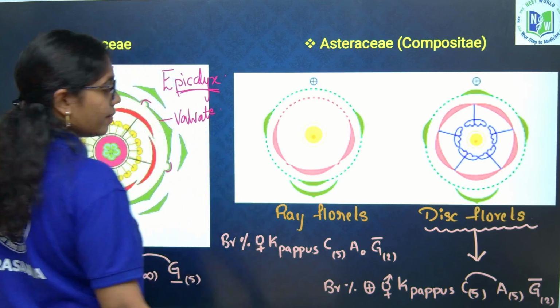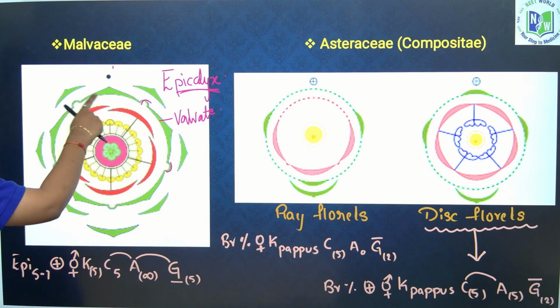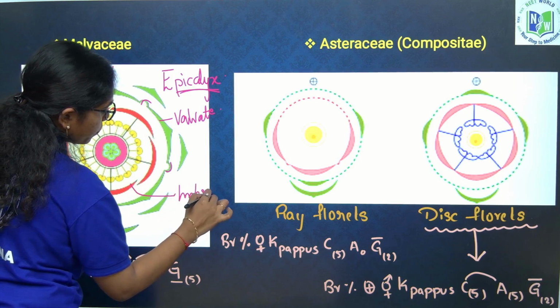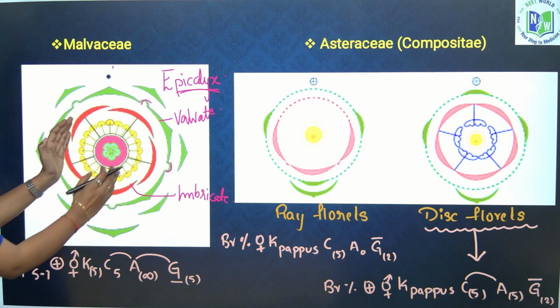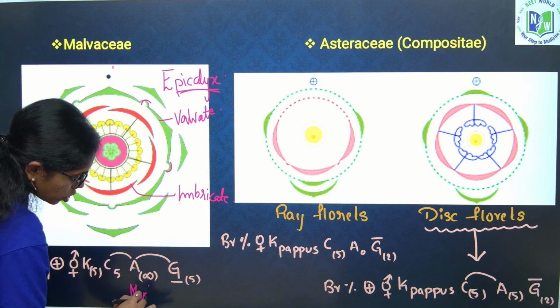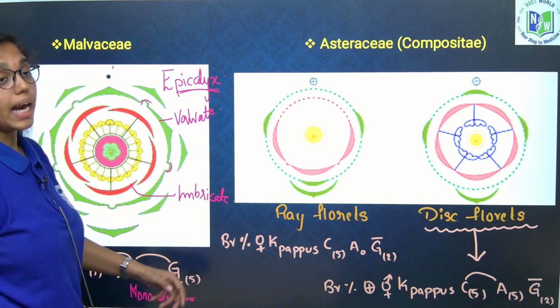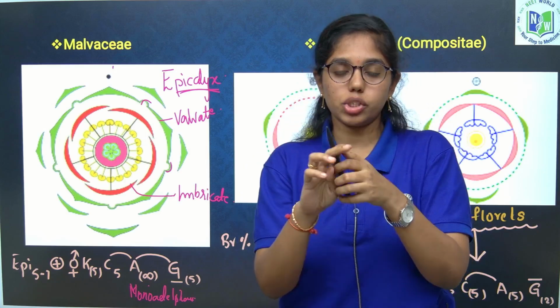It is valvate aestivation. Next to that you will have imbricate aestivation. Next to that you will have, ma? Petals which follow imbricate aestivation. Okay. So yes, here calyx 5 fused, corolla 5 free, and androecium are infinite, and it is monoadelphous. Monoadelphous means that androecium are infinite, but they are all together as a single bunch.